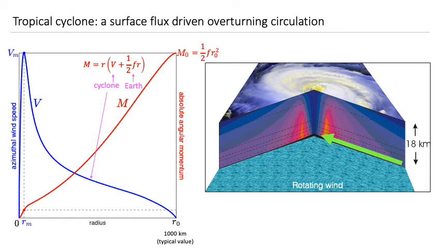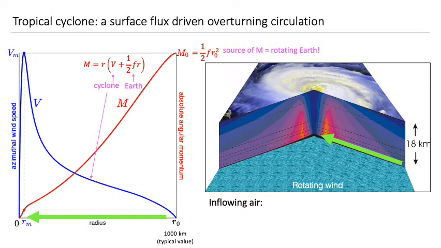So what's interesting then is if you go out to this R0, where the circulation speed is 0, then all you have left is 1/2 f times R0 squared. We call this M0, because this is your source of angular momentum for the system. Because you're on a rotating Earth, you can have angular momentum even if you don't have any actual circulation flow velocity with your system. So this is the source of M for the tropical cyclone.